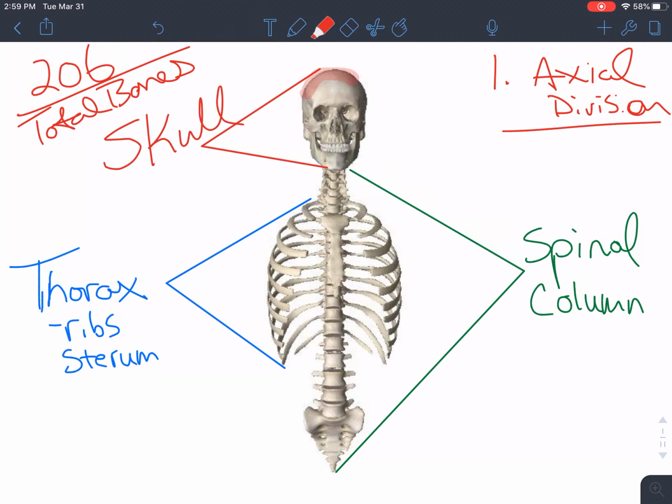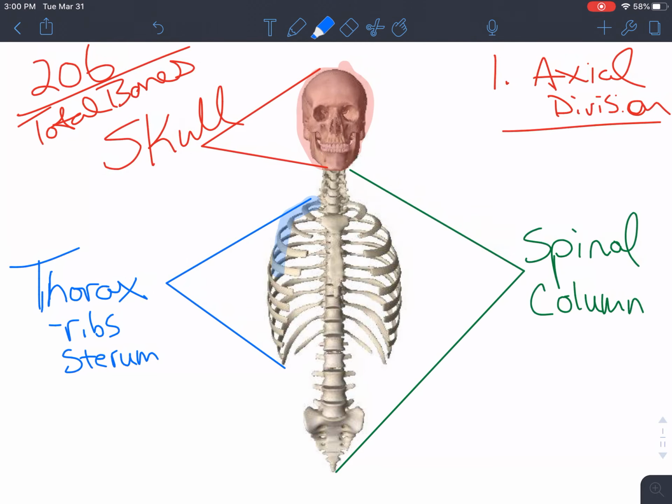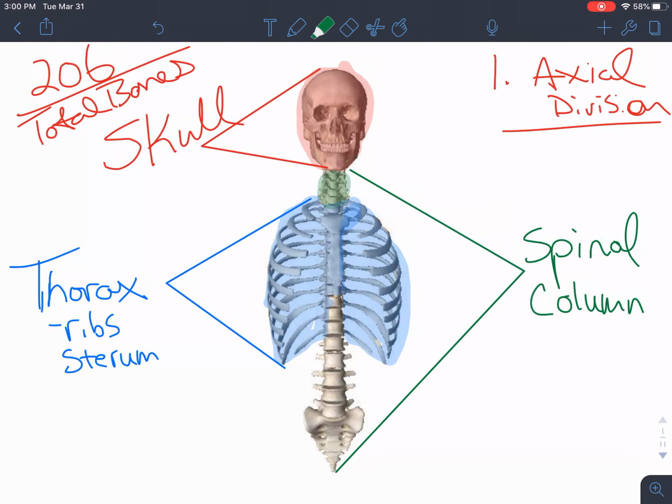Now you can do it however you want. I'm going to go ahead and color this in here. Ribs and sternum. So this is the axial division of the skeleton. It consists of your spinal column, skull, and your thorax. And obviously there's vertebrae on your spinal column. So there we go. Okay, good.